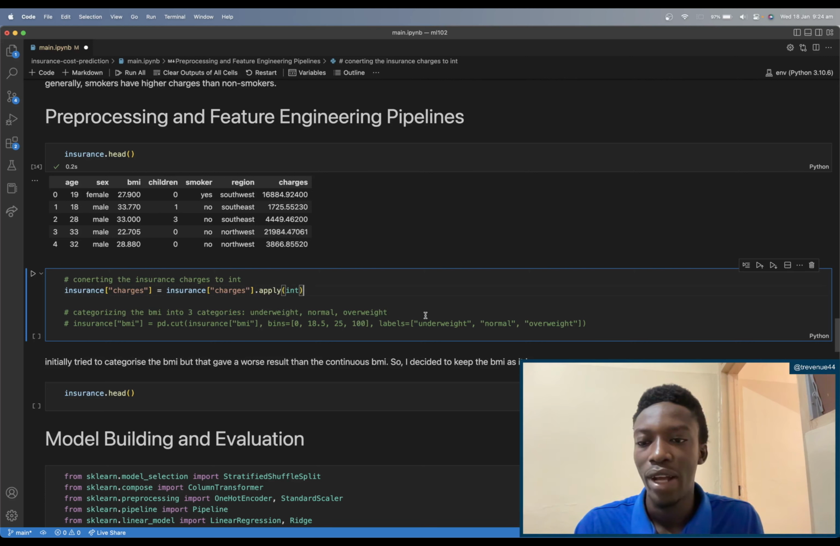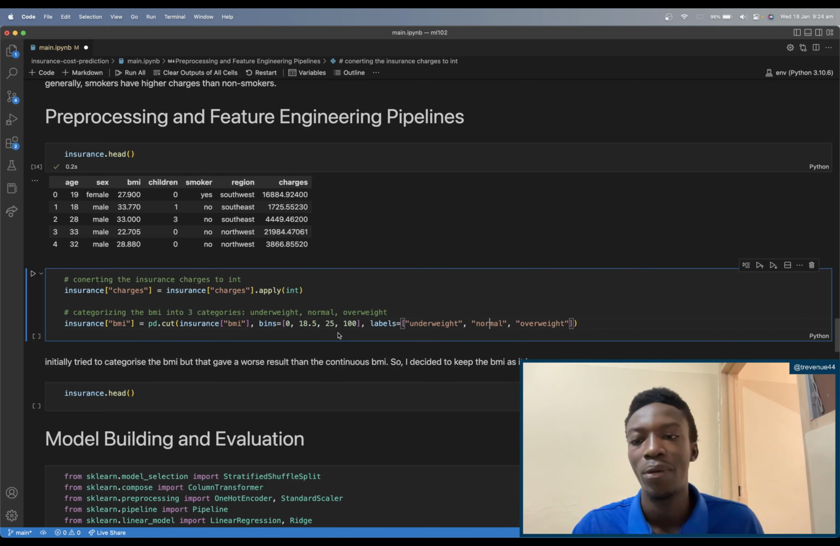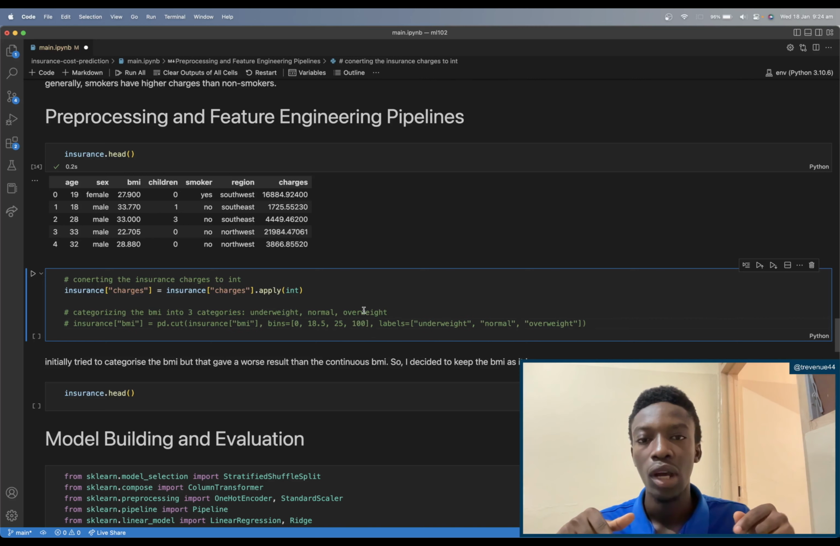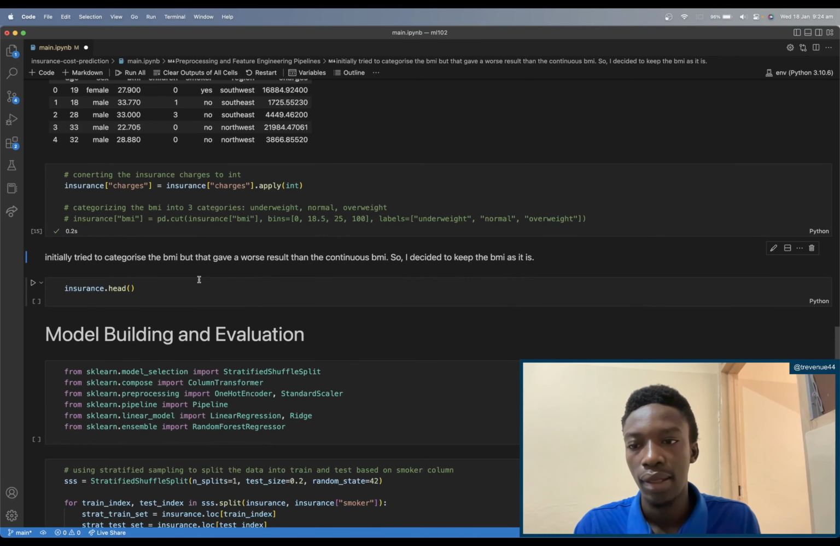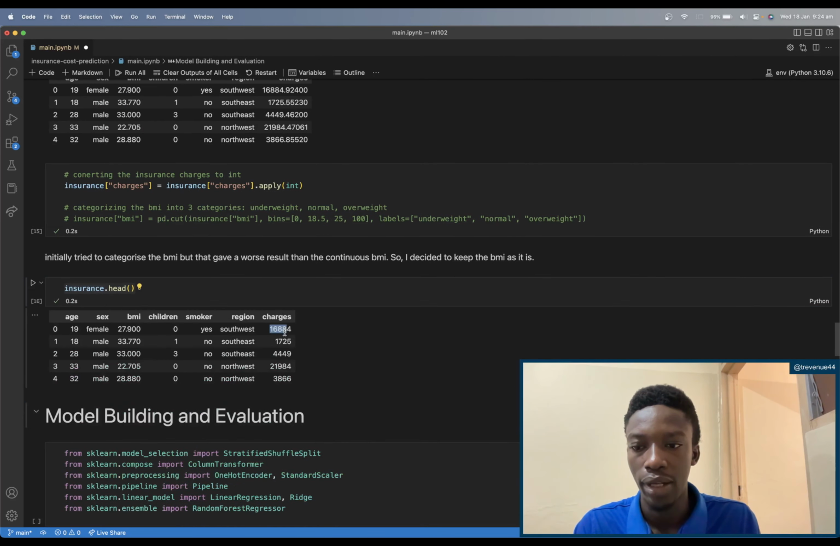Then initially I tried to actually categorize the BMI of the people. If it's between 0 to 18.5, I would say that they are underweight. If it's between 18.5 to 25, it's a normal BMI. If it's above 25 and goes to 100, I would say that the person is overweight. But then after doing this categorization, I realized that it rather made the performance of the model worse, so I didn't do that. I'll put a link to that in the description and you can go ahead and check that and run it for yourself. So here we have changed the charges into integers, and when you look at that again, the charges have turned into integers now.